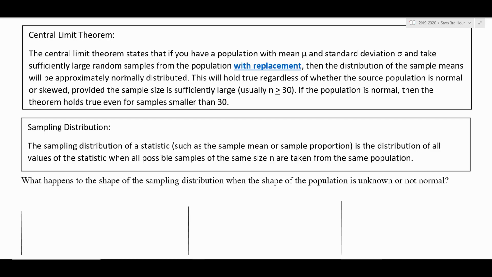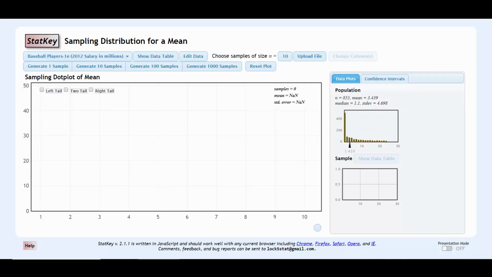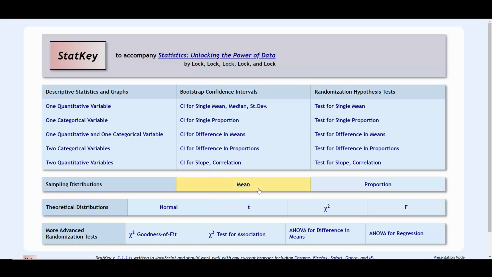All right, so let me demonstrate what that means. And to do it, we're going to go to My Open Math here, and you'll see underneath where it says watch the videos, this sampling distribution simulation. I want you guys to click on this so that you can follow along. You guys can play with this as well, but it gives you a really good way to experiment with sampling distributions. Okay. So I already have it open up here. Let me do it again so you can kind of see what you're supposed to do.